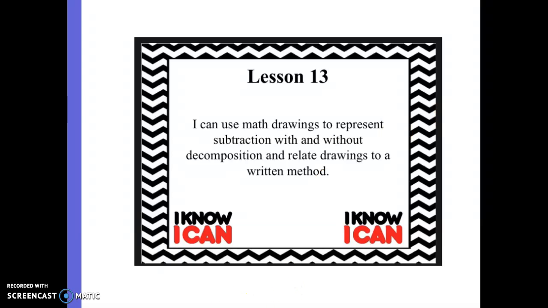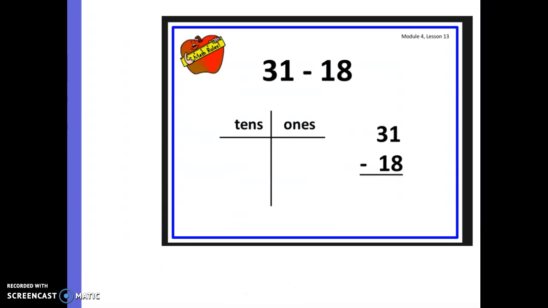Today what we're going to do is the same thing we've been doing with our place value discs, except now we're going to draw them. So I want you to just write this down the horizontal way, 31 minus 18. And then I want you to write it the vertical way, 31 minus 18. And then what I'm going to do is I'm actually going to draw the 31.